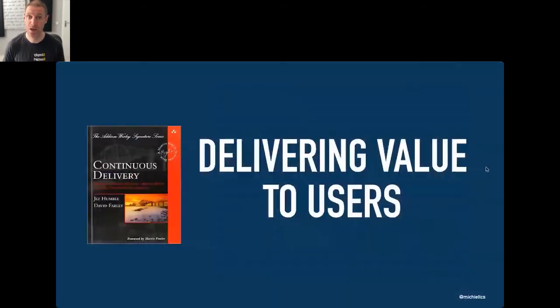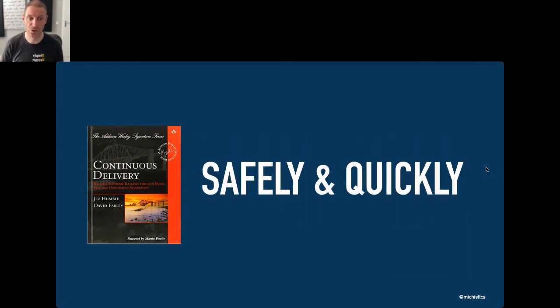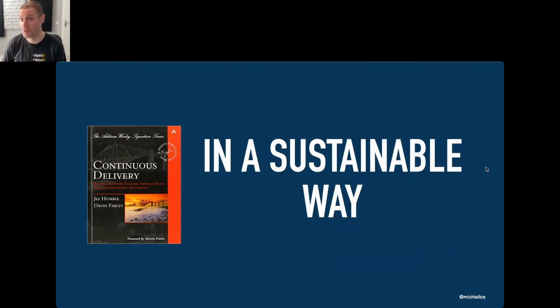low-performing teams. So if you then look at, for example, continuous delivery, the book or the Bible, they also say continuous delivery is about delivering value to users safely and quickly in a sustainable way. And none of this is new, really, right?